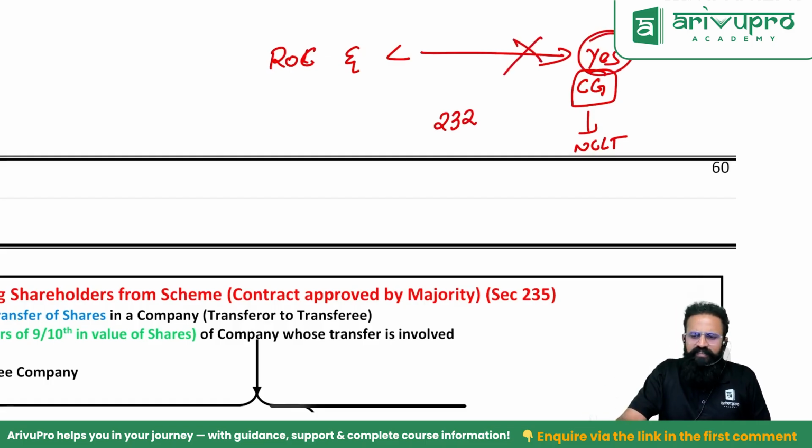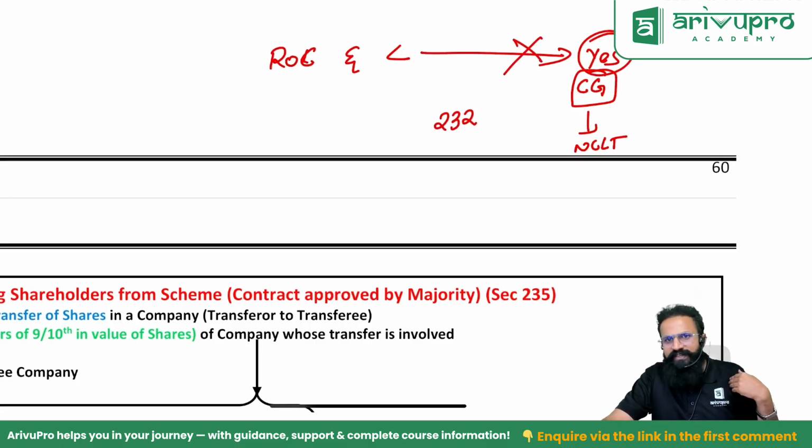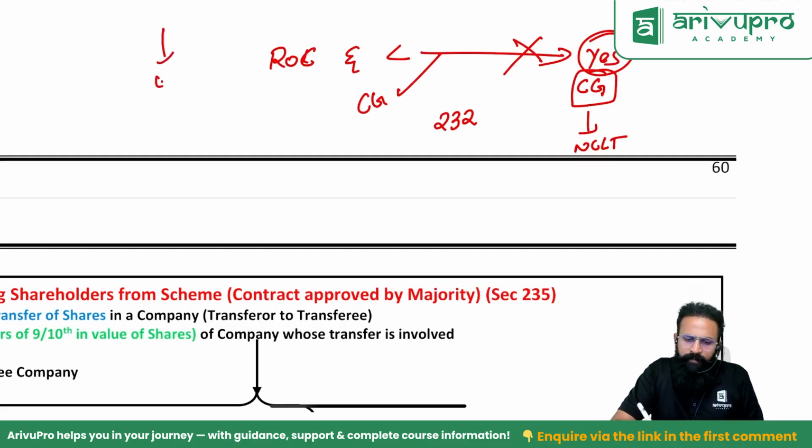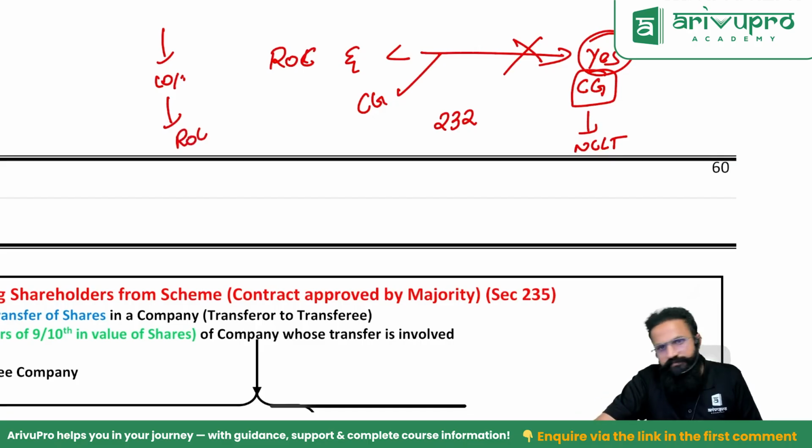Sir, what if there were no objections at all? Central government will say, then absolutely fine, I don't have an issue. CG will just confirm an order of merger and amalgamation. That order will be passed to the company. The company will have to forward it to ROC. Clear?